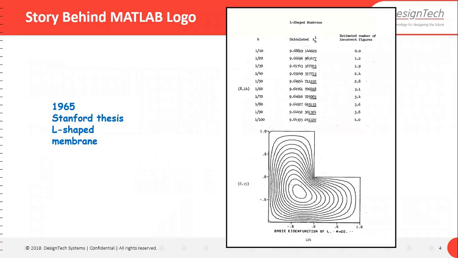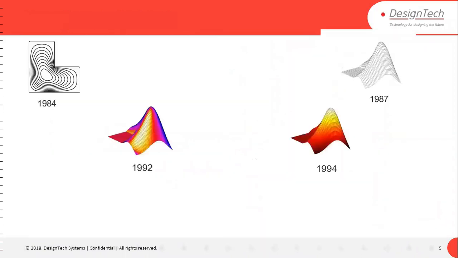So this is the story behind the logo. In 1965, there was the Stanford thesis with L-shaped membranes. This is the right side you are able to see. This is an L-shape, the basic engineering of the L-shape design they used in the thesis. Later, there were versions in 1984 and maybe 87, 92, 94, year after year they changed this logo. And until 1970 we were using this kind of logo in the MathWorks software.